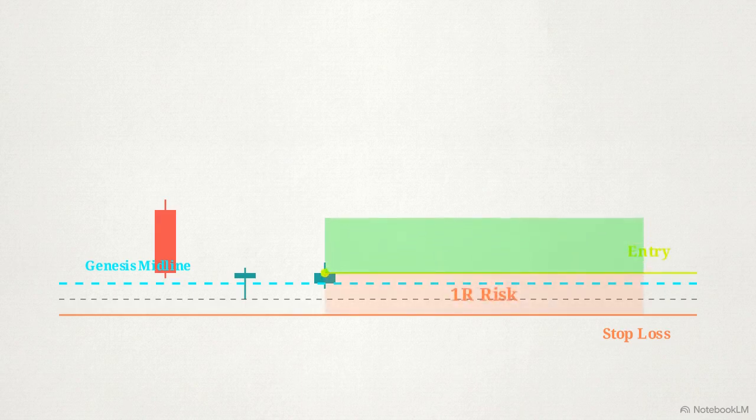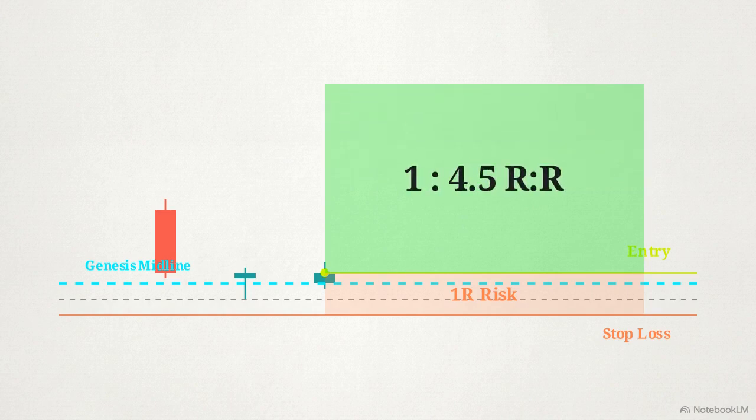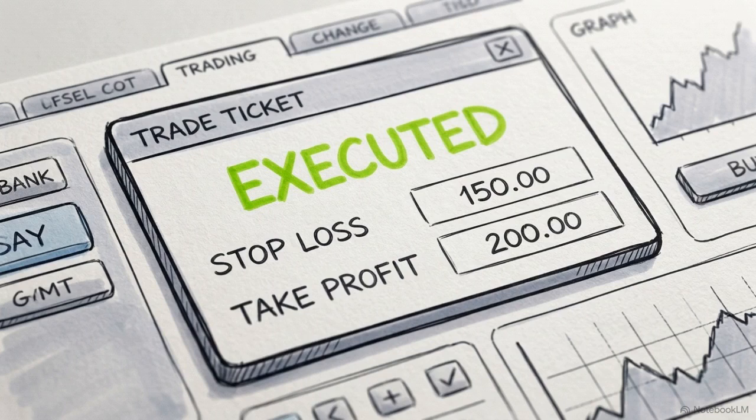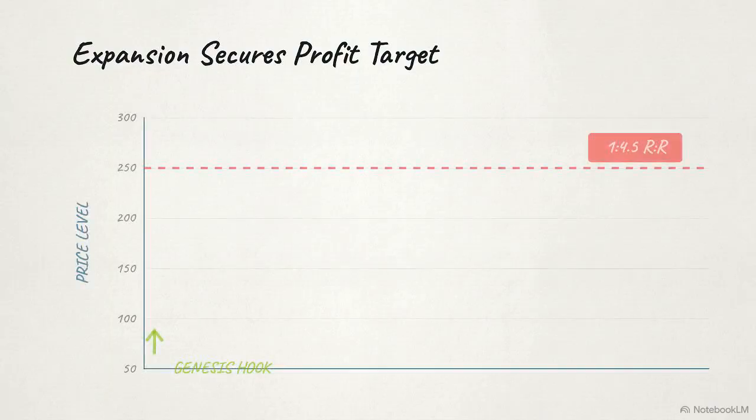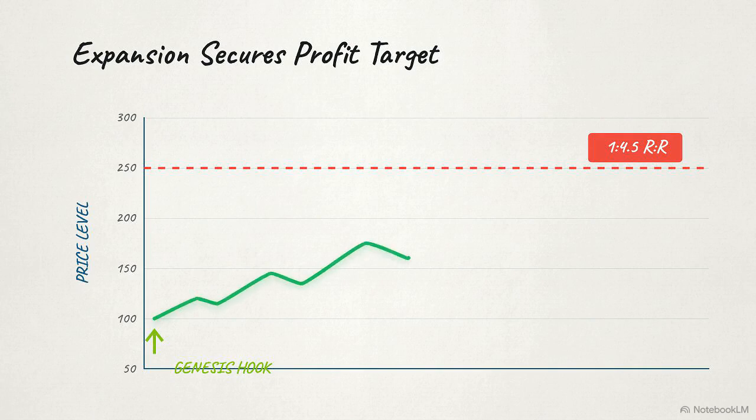Finally, our target line projects upward, locking a strict 1 to 4.5 risk-to-reward ratio. By waiting for confirmation and adding a mathematical buffer to the stop loss, you account for standard volatility and align the entry with the expected institutional expansion. This zoomed-out chart shows the result. Price expands cleanly away from the hook entry, pushing straight up to secure the 1 to 4.5 profit target.